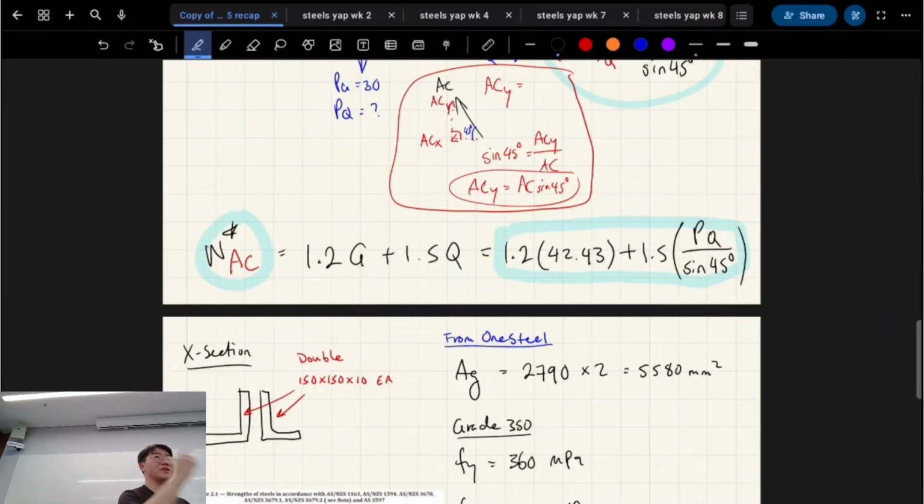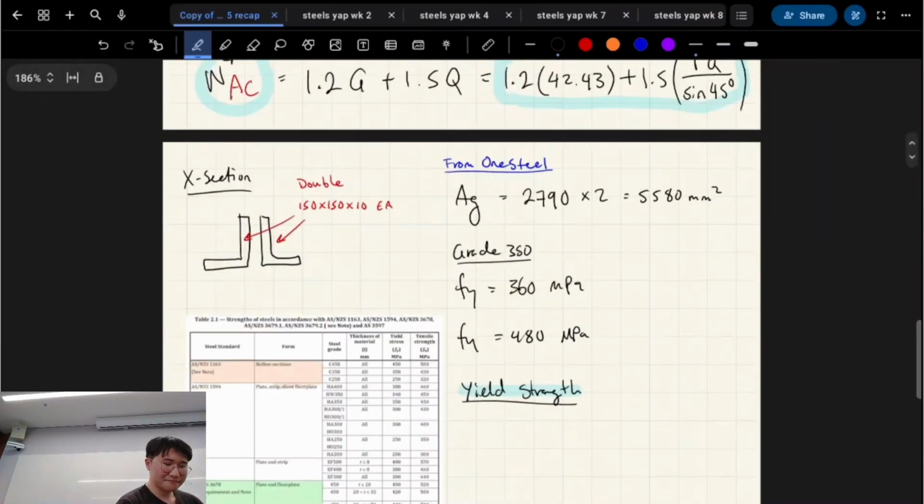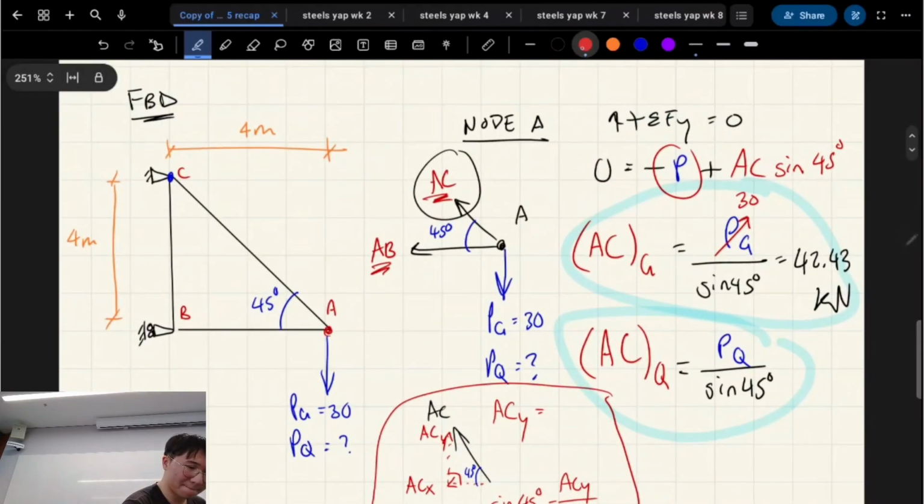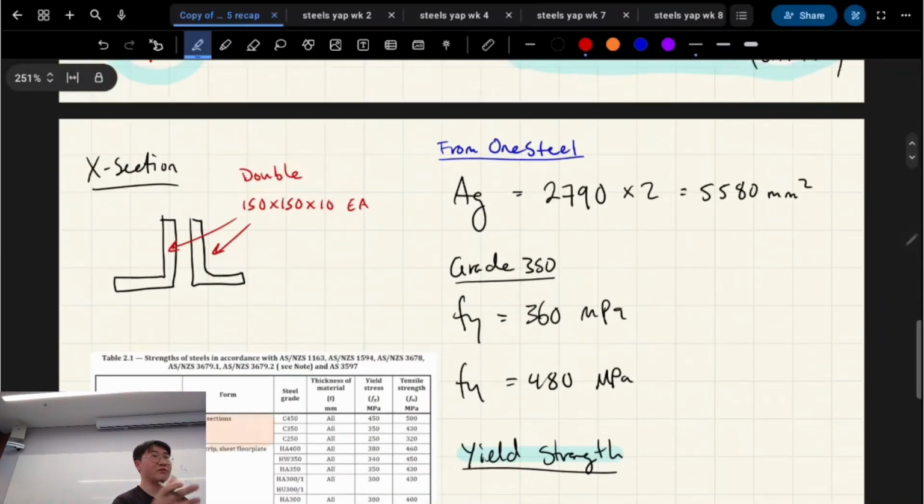Now we care about material properties. We care about geometric properties. We don't care about external loads anymore for the moment. So, just to recap, that's our tension member. We're doing tension design in question 1. Here, this section is made up of a double, I'll show you here, double equal angle, right?